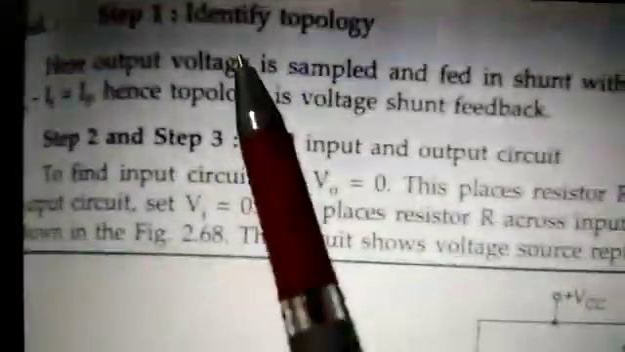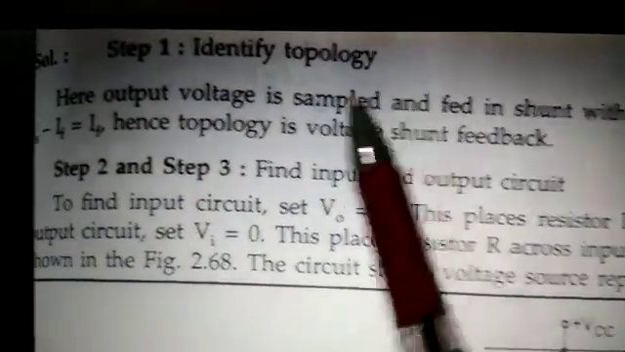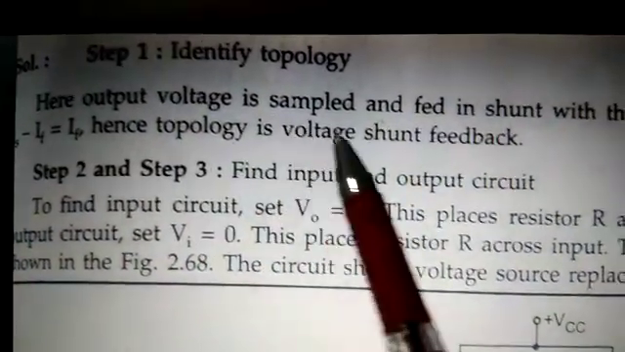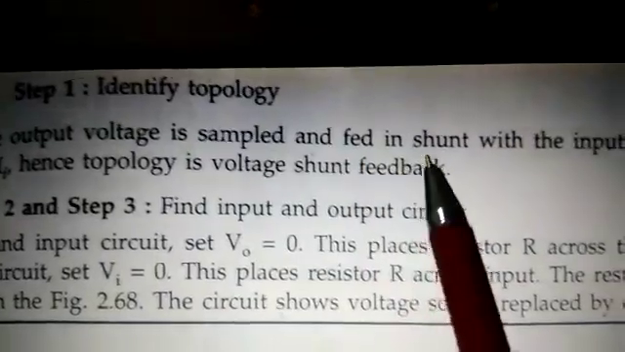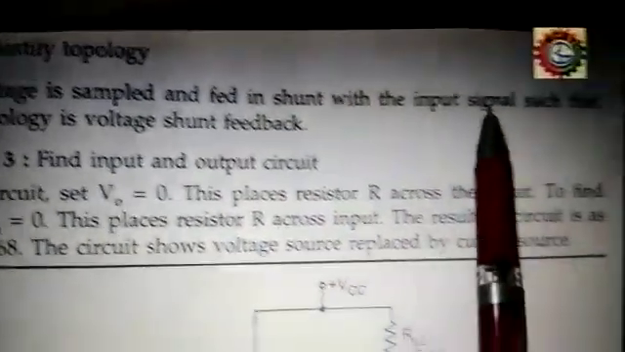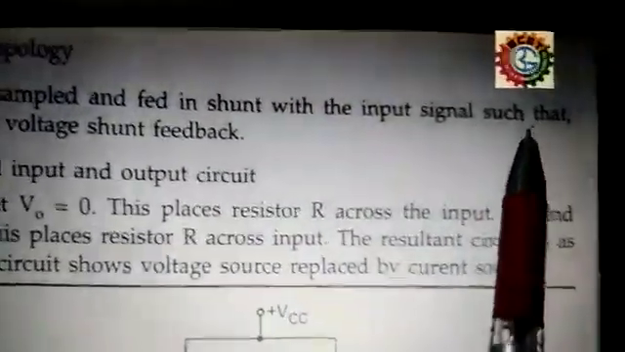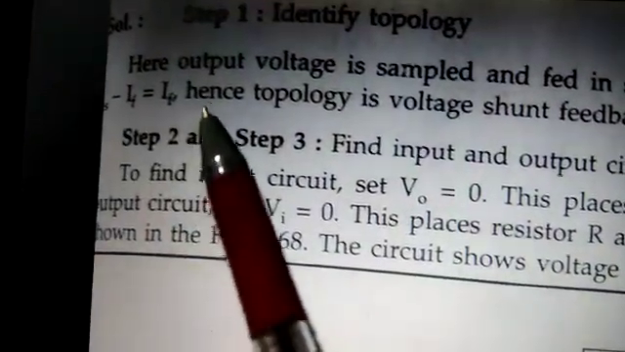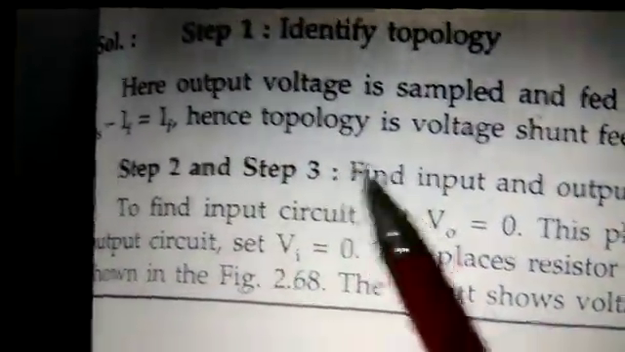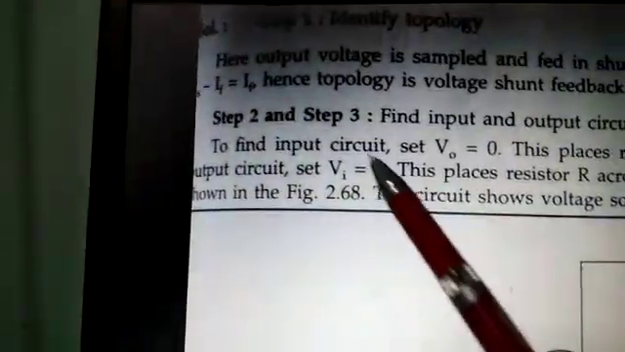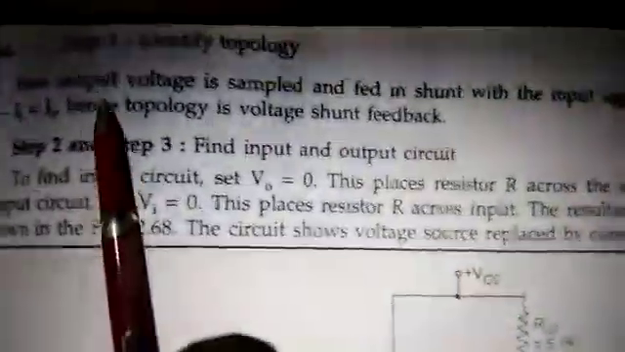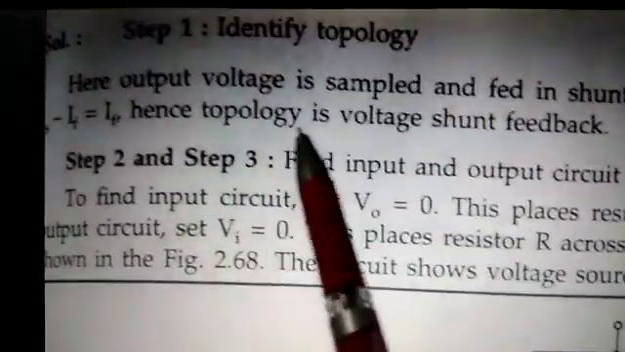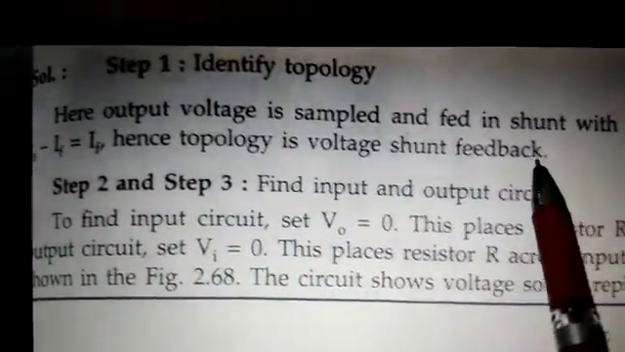Now, the first step, as I have already told you, is to identify the topology. Here the output voltage is sampled and fed in shunt with the input signal, such that IF is equal to II. Hence the topology is voltage shunt feedback.